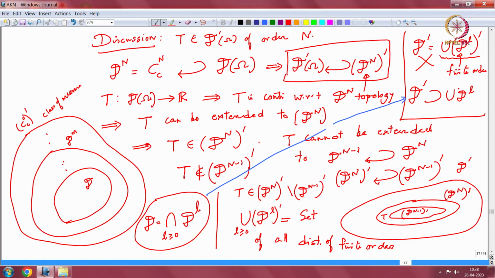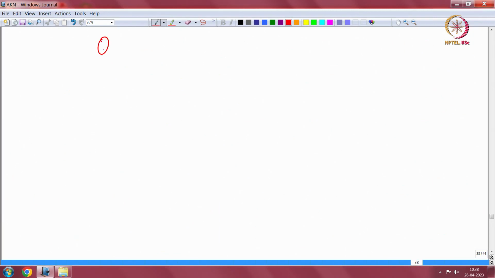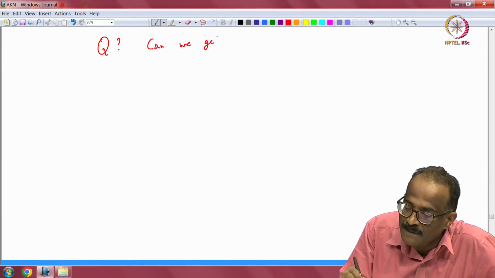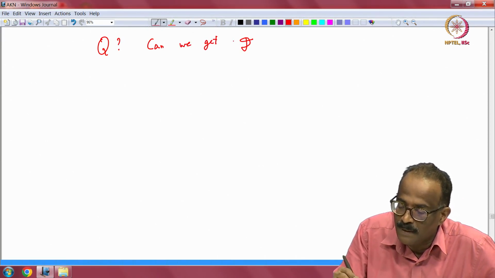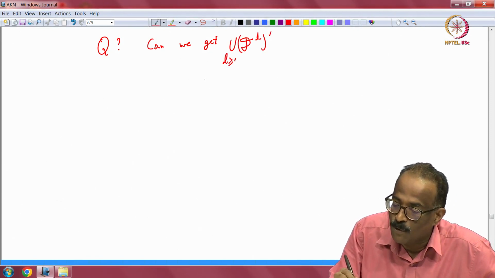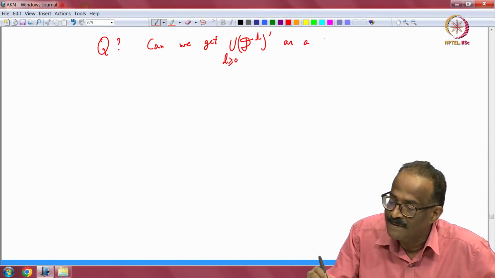DL prime, okay, for all L greater than or equal to 0. Because you know that in fact this is a strict inclusion, the exercise tells you that you have distributions of infinite order. So, the other question: can we get the union of all DL prime, as L greater than or equal to 0, as a dual? That is the question.